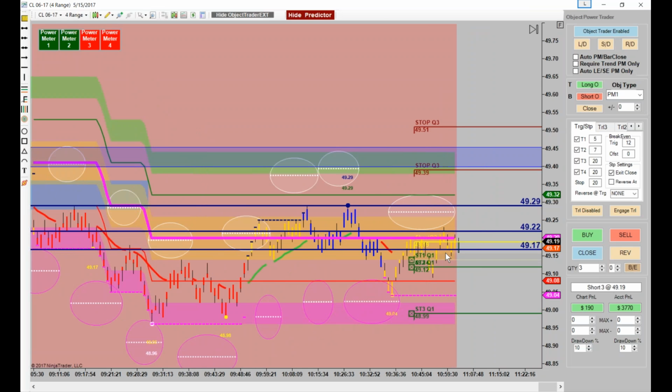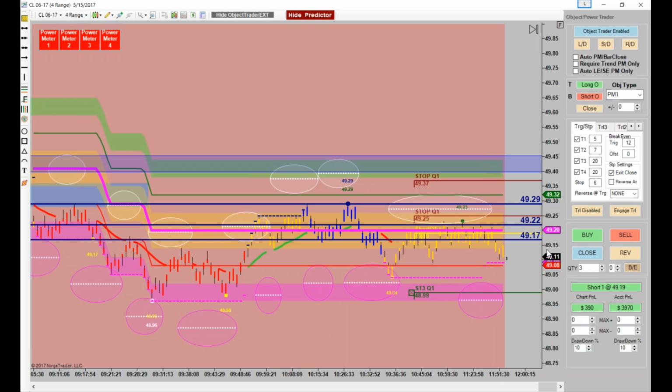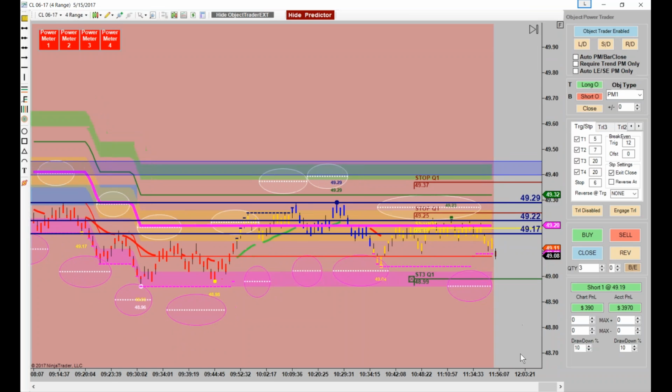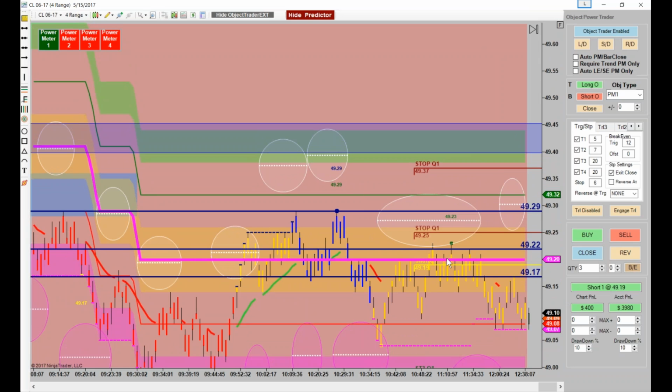Everybody see that little trade right there? Right at predictor? A little risky on it? Let's find out. Not too risky. It's got us some profit. Bingo, bazingo. Predictors. They work. And our little power meters, our little boxes, all of this absolutely works.